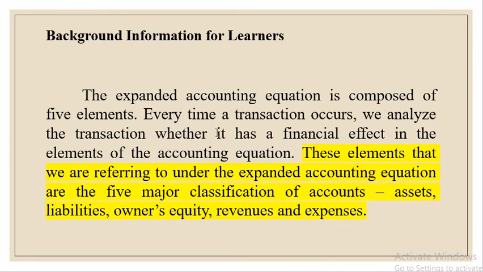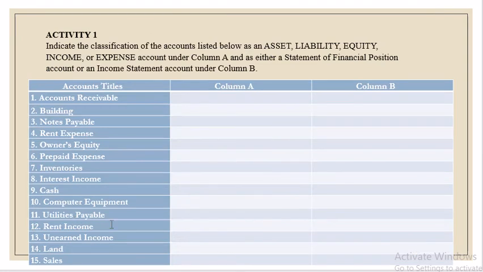Every time a transaction occurs, we analyze the transaction whether it has a financial effect in the elements of the accounting equation. So these elements that we are referring to under the expanded accounting equation are the 5 major classification of accounts. So these are assets, liabilities, owner's equity, revenue, and expenses.